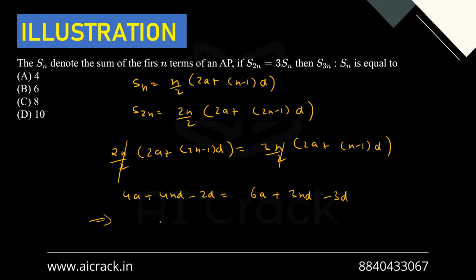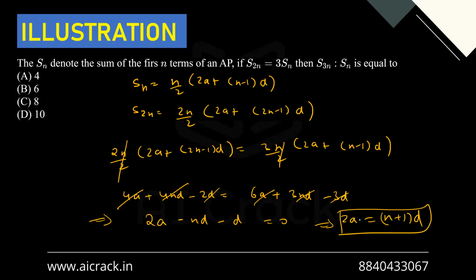So eventually it becomes 2a, this gets cancelled, becomes 2a. This gets cancelled, becomes minus nd. This gets cancelled, becomes minus d equals 0. So basically 2a equals n plus 1 times d, right? We have got this particular relation. Now we have to find out the ratio of these two terms.